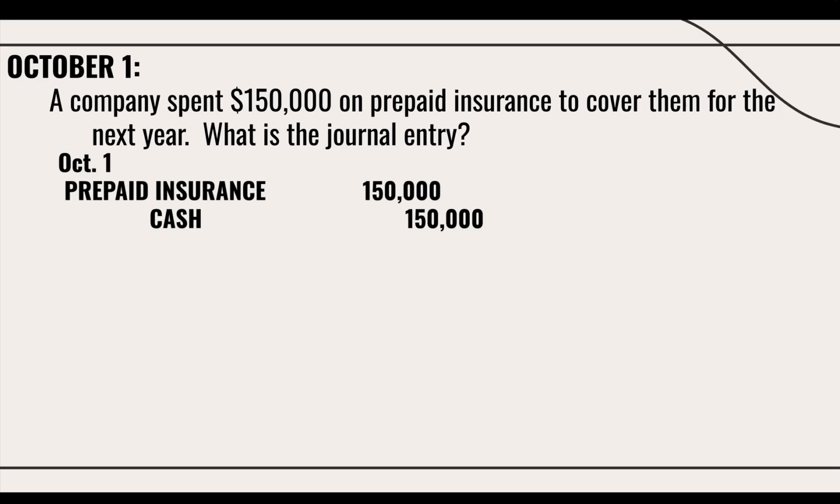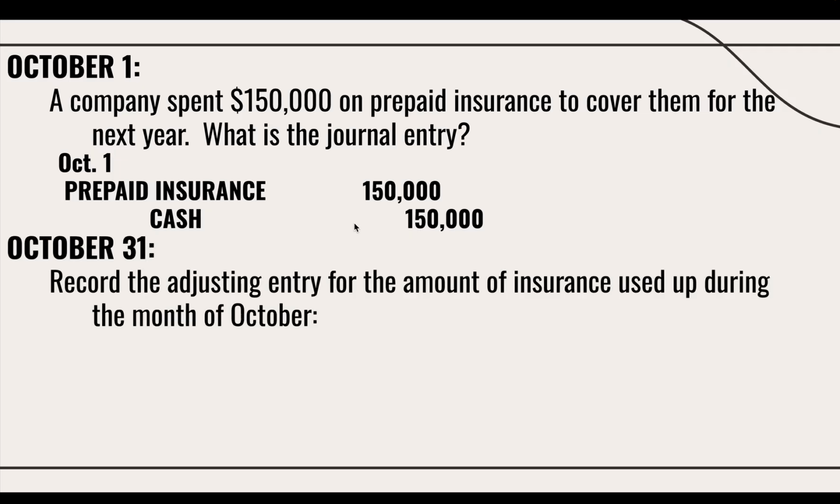So the correct journal entry here is a debit to prepaid insurance and a credit to cash. Two assets, right? So on the same side of the accounting equation. My prepaid insurance asset was increased with a debit of $150,000, and the other asset, cash, is decreased by a credit of $150,000.